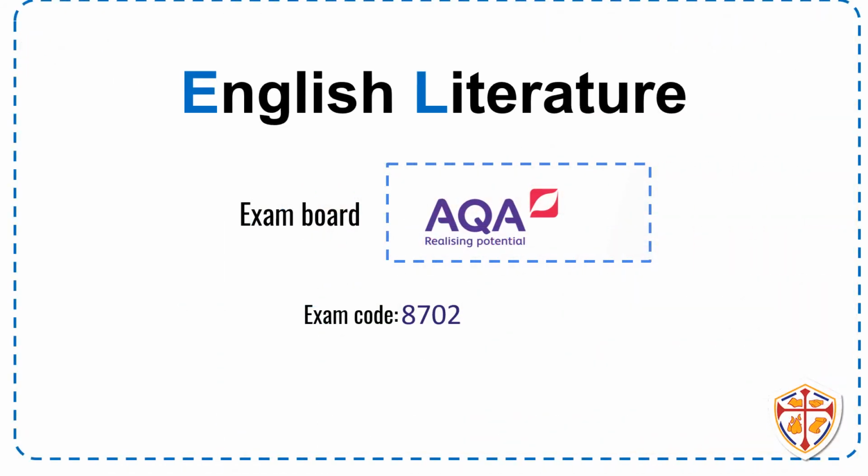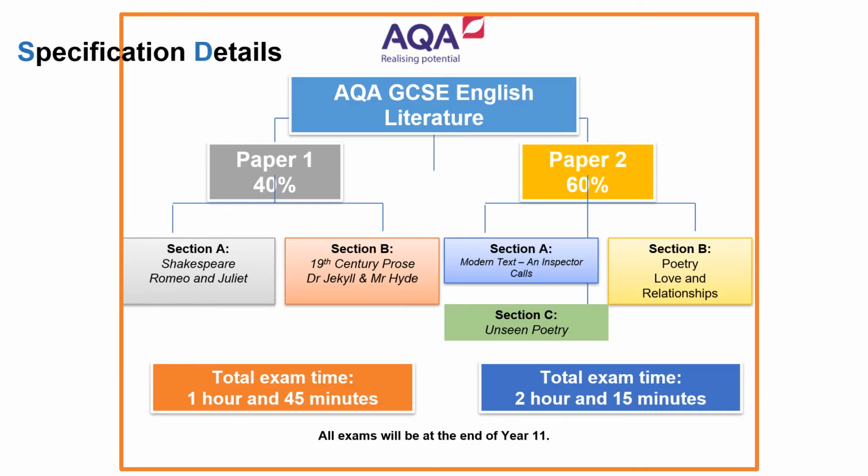For English Literature, the exam board is the same, but the exam code is 8702. Looking at the specification details, just like English Language, the assessment is split between paper 1 and paper 2. However, the difference is that paper 1 is 40% and paper 2 weighs 60%.